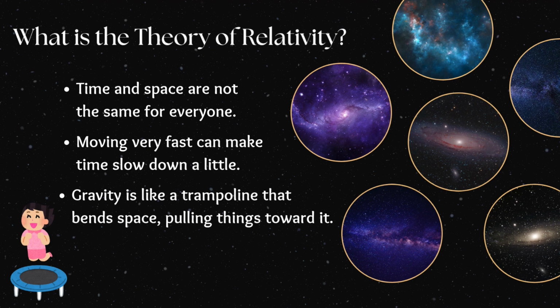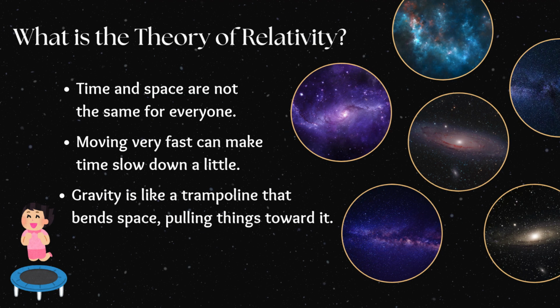Now, let's talk about what the theory of relativity actually is. In simple terms, Einstein discovered that time and space are not always the same for everyone. They can change depending on how fast something is moving or how strong gravity is. For example, when something moves extremely fast, like a spaceship traveling near the speed of light, time for that object can slow down compared to someone on Earth.